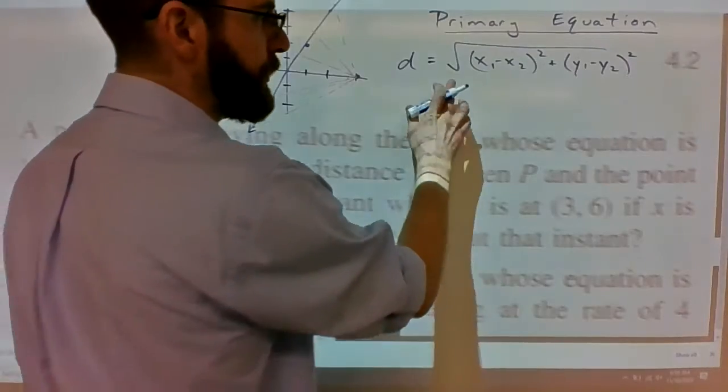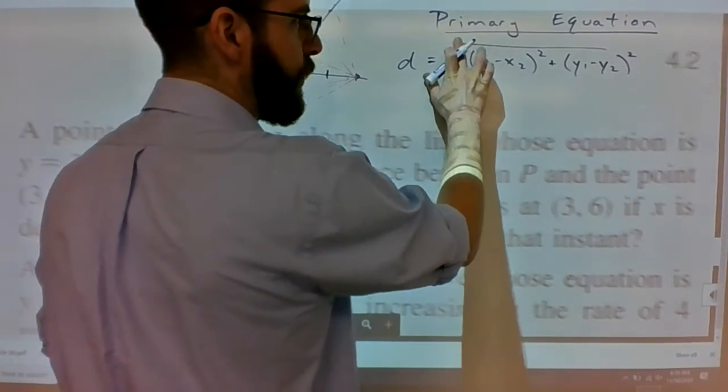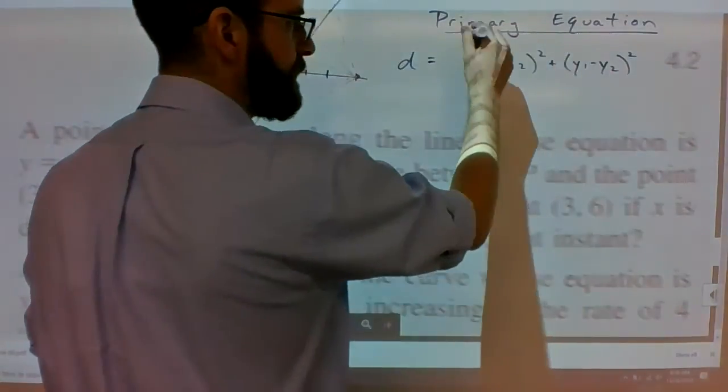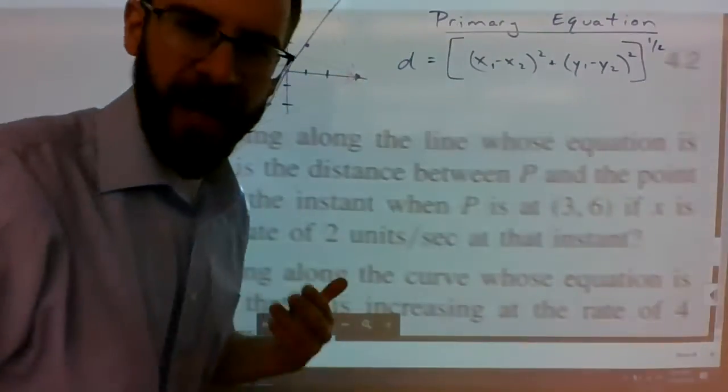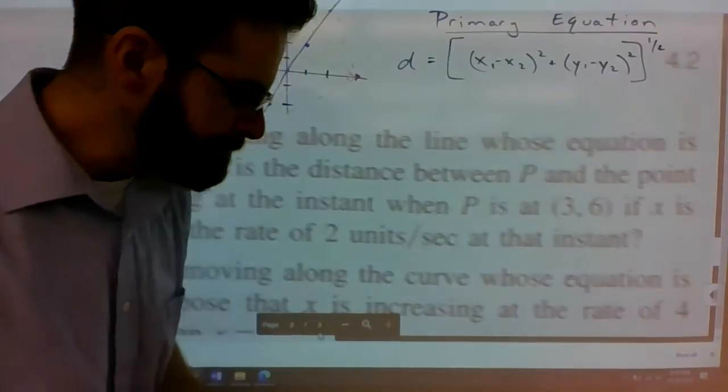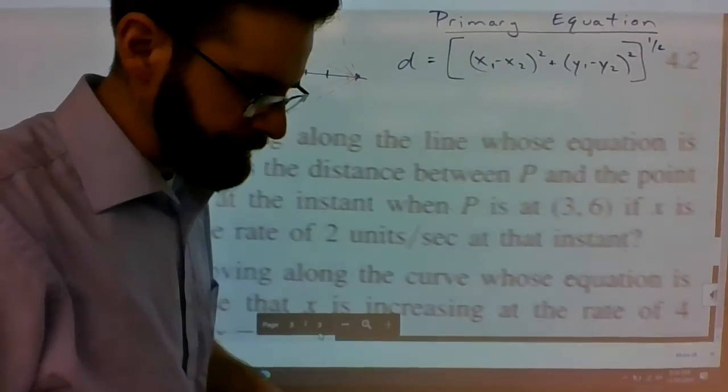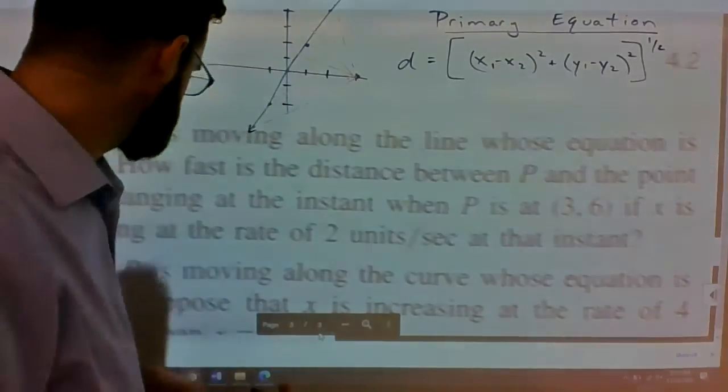So the first thing I'm going to do is get rid of this square root and rewrite it as a fractional exponent, because fractional exponents are a heck of a lot easier to work with than radicals with derivatives.